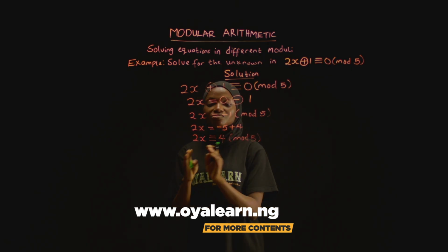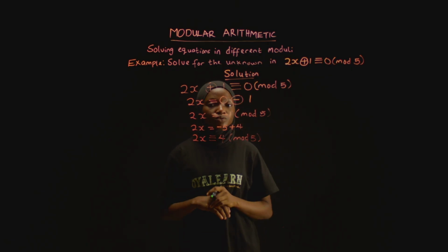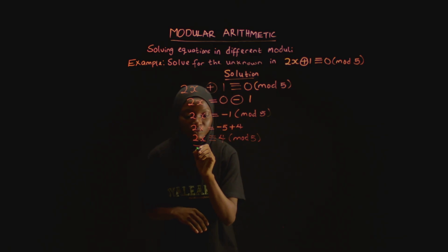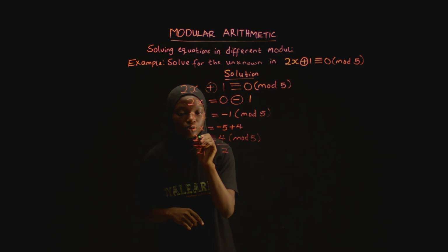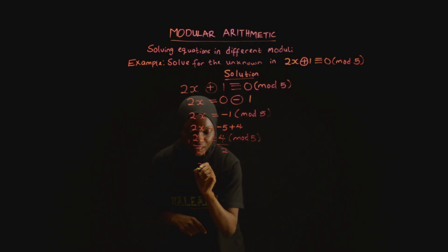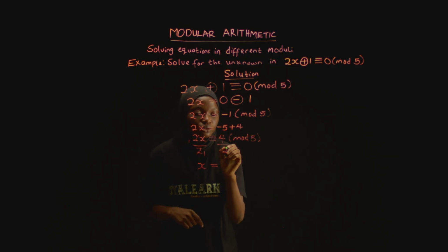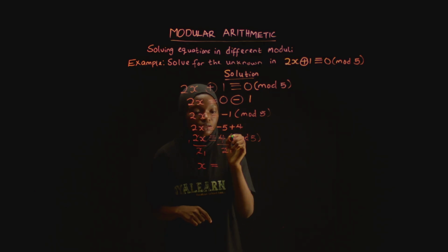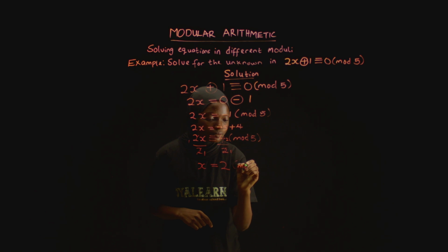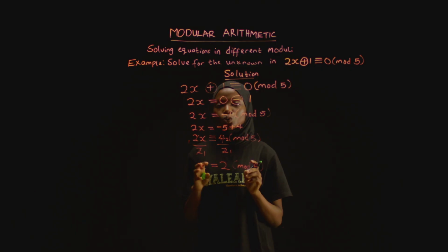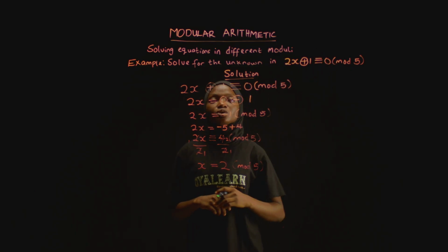Now here, we can divide both sides by the coefficient of the unknown too. So we say divide by 2, divided by 2. 2 goes there, 1, 2 goes there, 1. We are left with x equals 2 goes there, 1, 2 goes there, 2. 2 in mode 5. Which is the value for the unknown in this equation in mode 5.